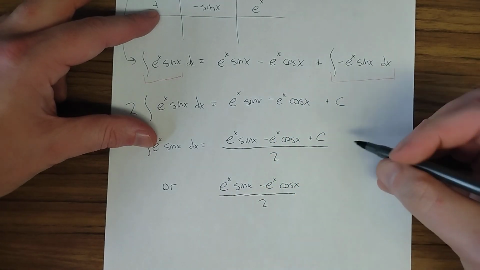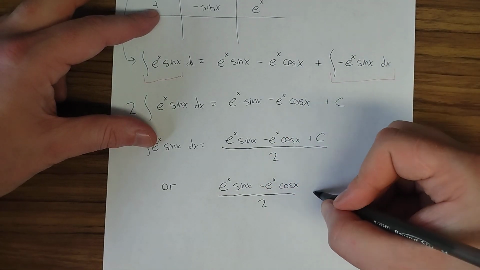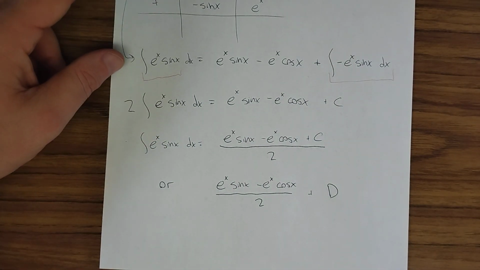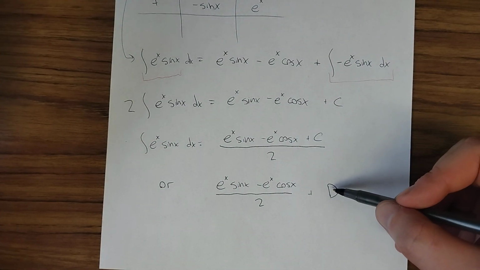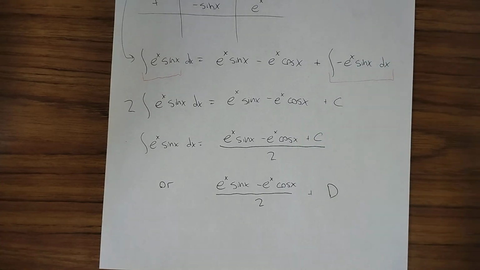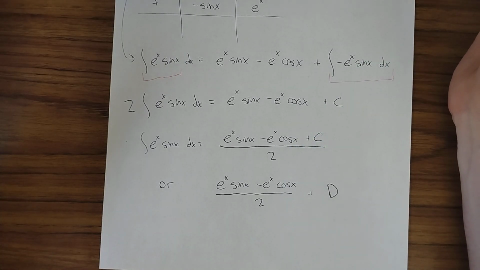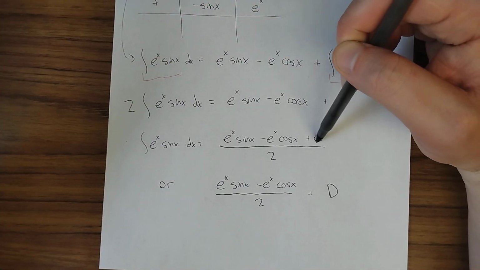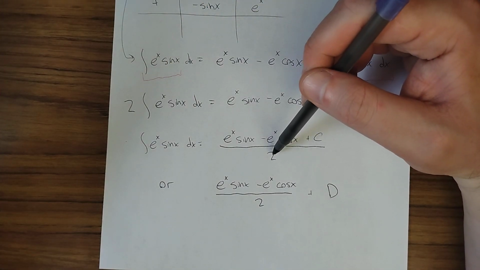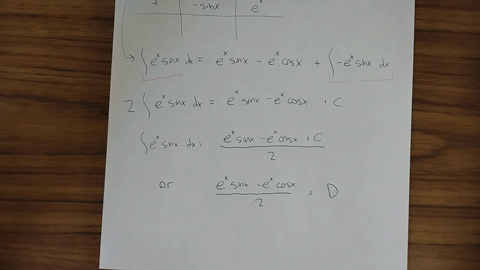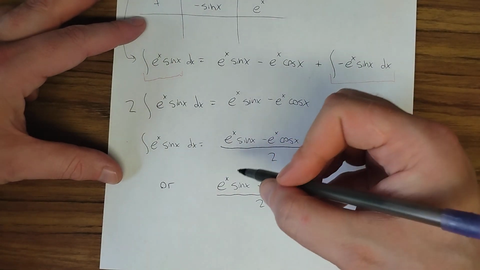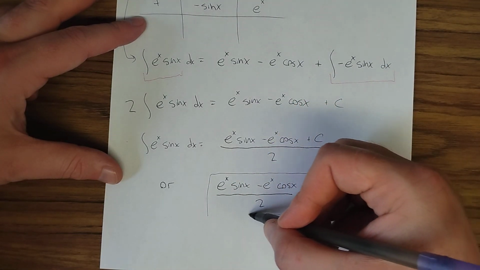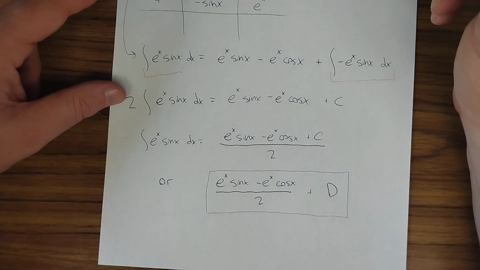I'll keep this part, and then instead of C over 2, I'll use the letter D just because it's the next letter of the alphabet, where big D is just C over 2. But these constants could be anything, so it's sort of silly to have a constant that could be anything and divide it by 2, because then you just get another constant that could be anything. Anyway, that's not a point that's really worth talking too much about, so let's call that our answer.